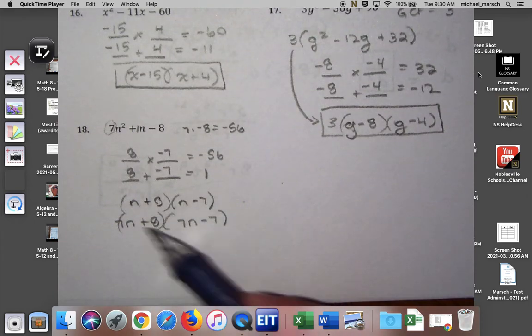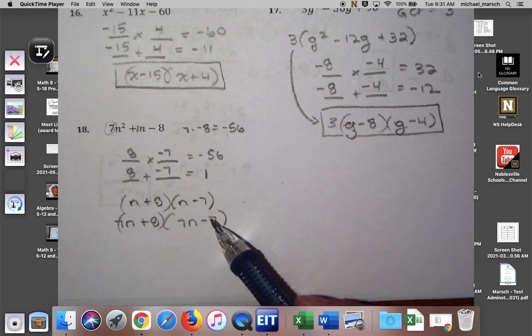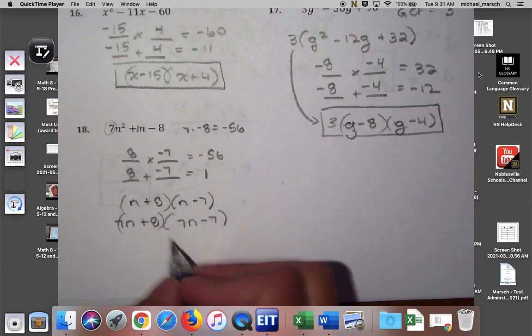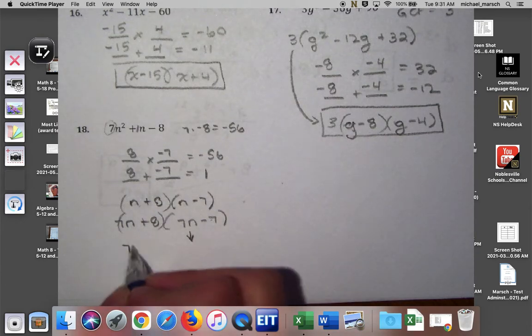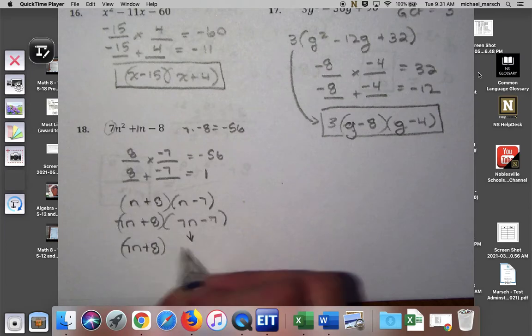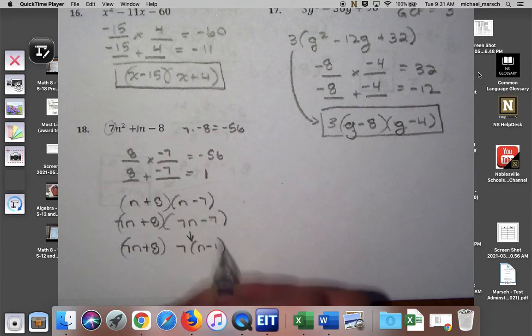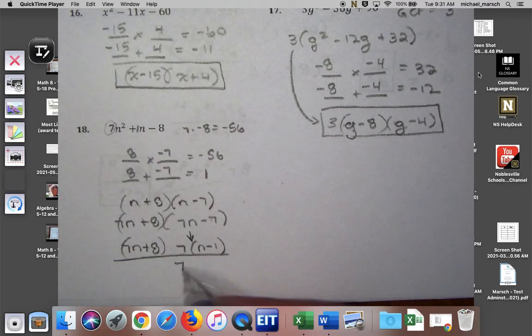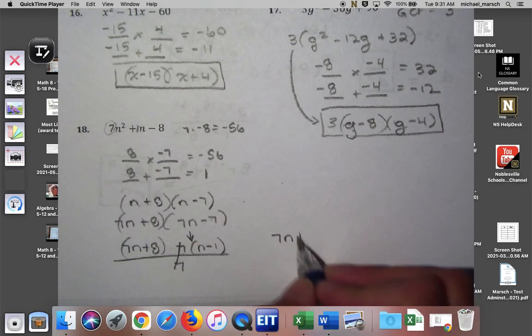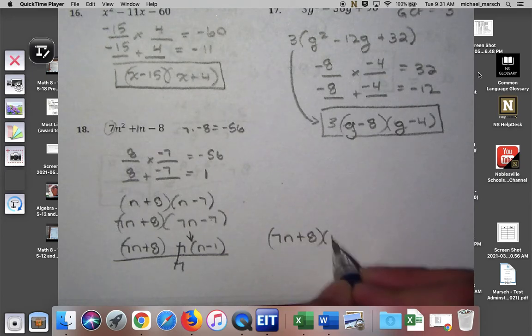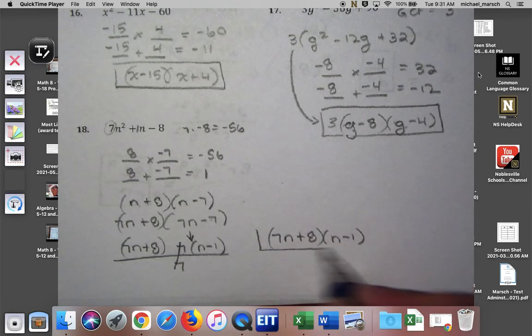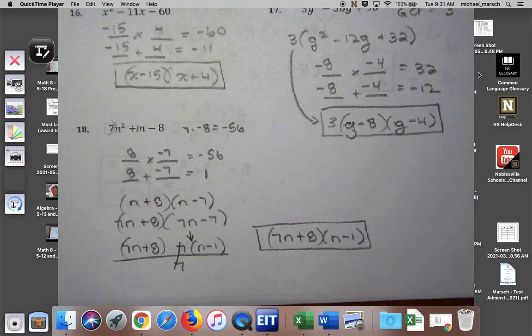I asked myself which of these has a greatest common factor. Well, this one does. So I'm going to end up with 7n plus 8, and then 7 times n minus 1, divide by a. These are now gone, so my final answer is 7n plus 8 times n minus 1. And remember, we can check our work by FOILing any of these.